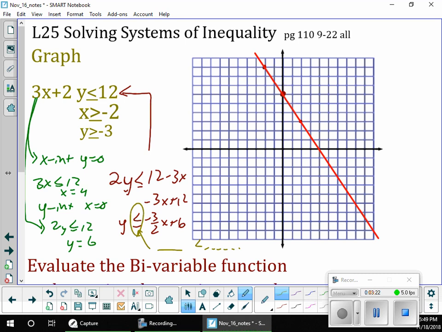There are many different little reasons to do a shading one way or the other, depending on the way the equation is set up. For me, I always find a point that is not on that line to use as a test subject. When possible, I like to use 0, 0. If I take the point 0, 0, and I plug it into that inequality, does that make a true inequality? Is 3 times 0 plus 2 times 0 less than 12?